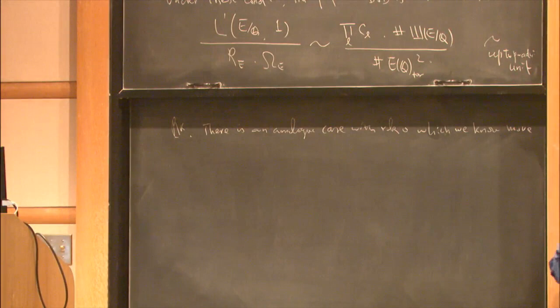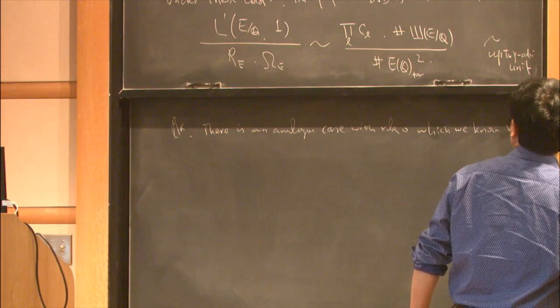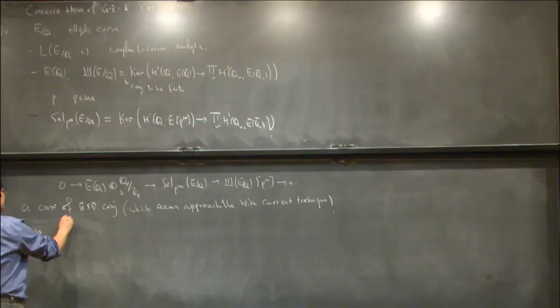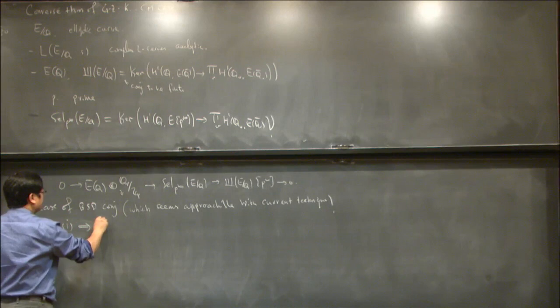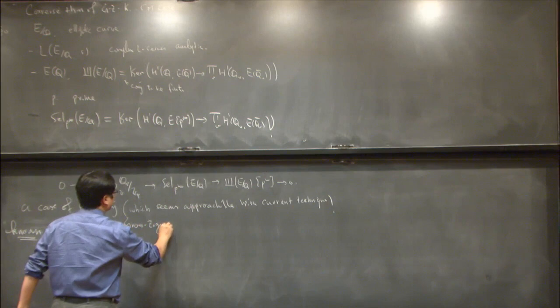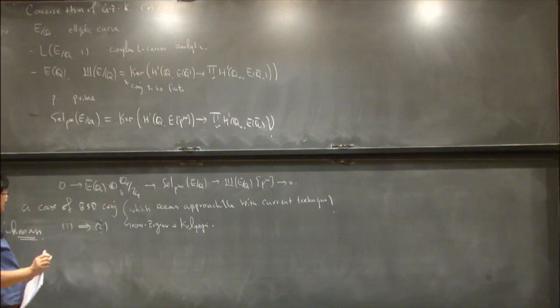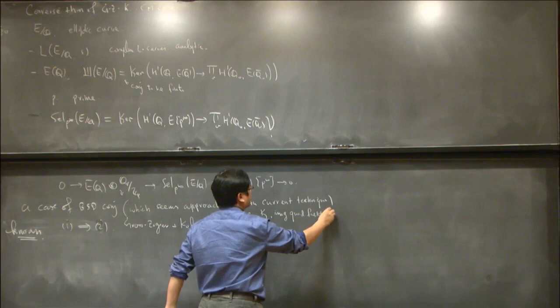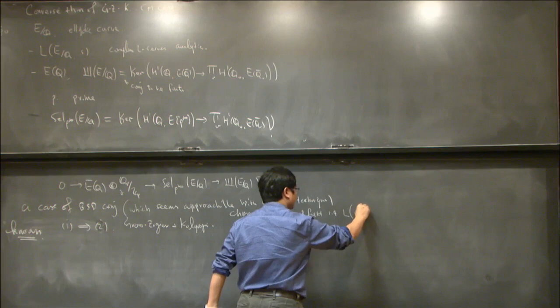And so the known results about this special case of BSD are the following. So first, one implies two. This is by Gross-Zagier and Kolyvagin. You choose a suitable imaginary quadratic field K such that the L-series of the twist of E over K, the L-value at 1, is non-zero.